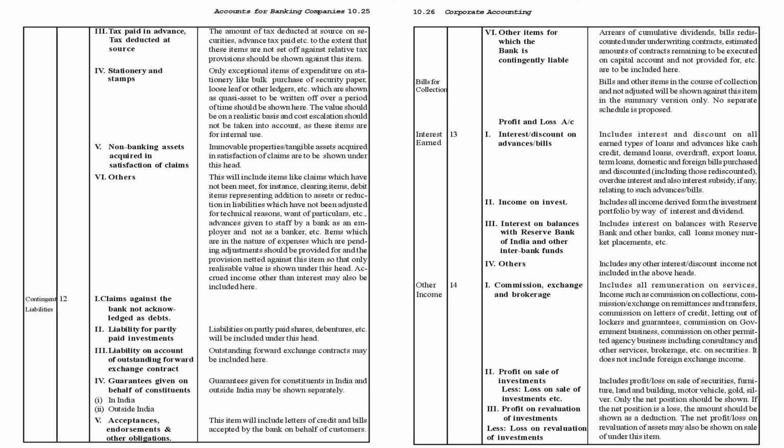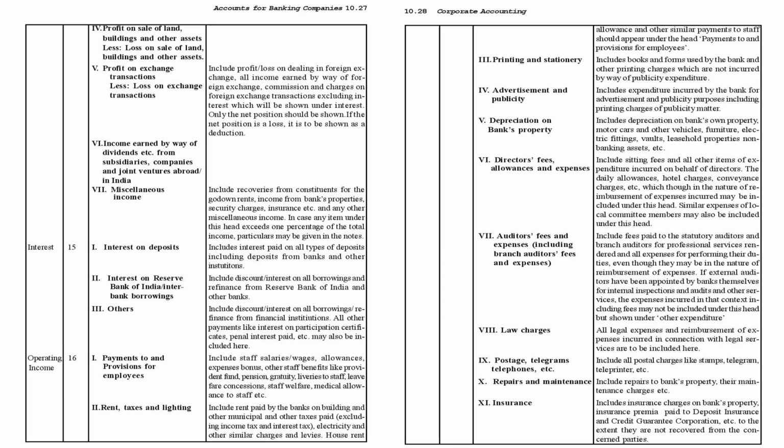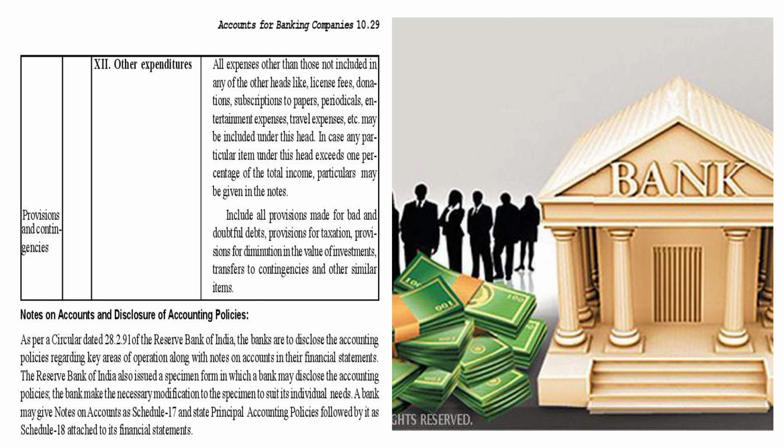Then the second division is expenditure. Expenditure has two schedules, Schedule 15 and 16. 15 is interest expended and 16 is operating expenses. Then provisions and contingencies. The 15th schedule is interest expended, meaning for the deposits, that is fixed deposit, current account, and savings account, interest should be given.